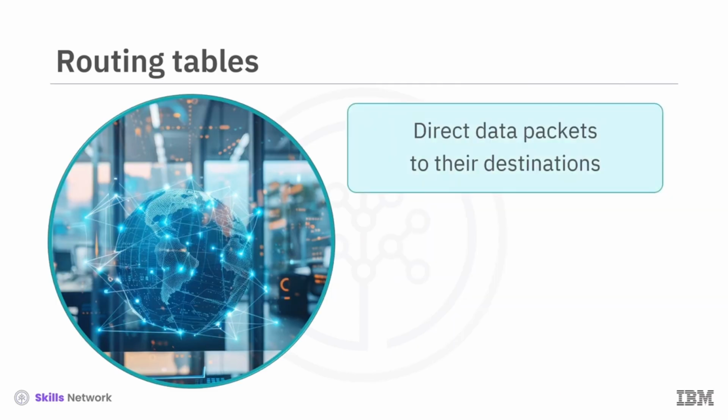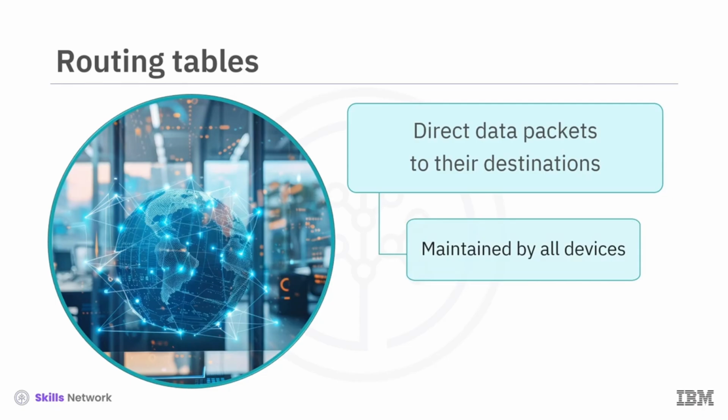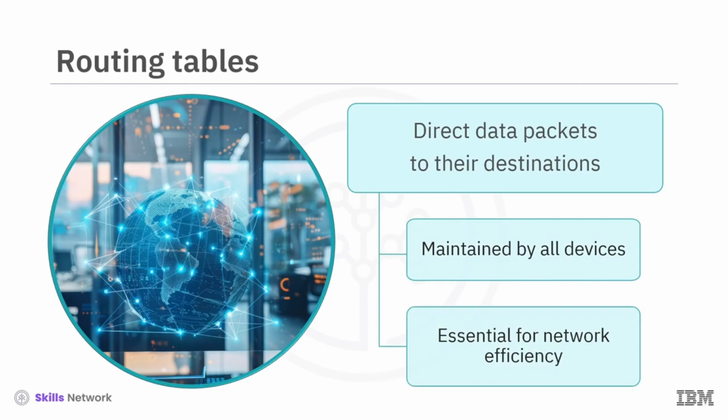Routing tables are essential components within a network, as they help direct data packets to their intended destinations. When discussing routing tables, it's commonly assumed they are only for routers. However, every device connected to a network, whether a computer endpoint or server, maintains its own routing table. Let's discuss the key features of routing tables.